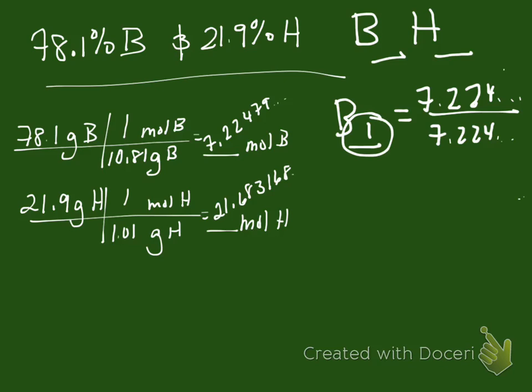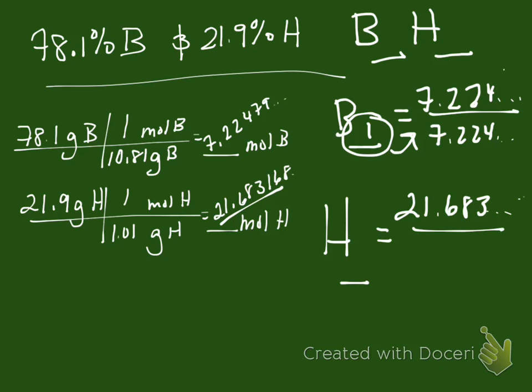Okay. The subscript on hydrogen is going to equal the number of moles of hydrogen divided by the number of moles of boron. So for every 1 mole of boron, how many moles of hydrogen do we have? So we'll take that divided by that. We get 3.0012, etc.